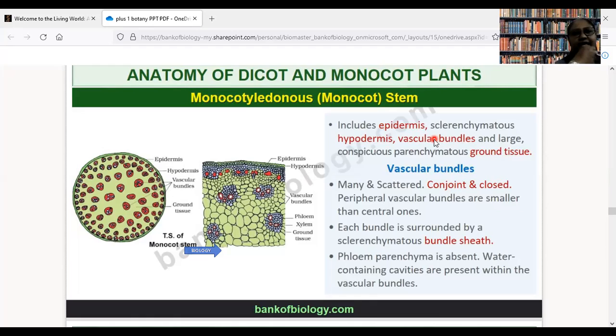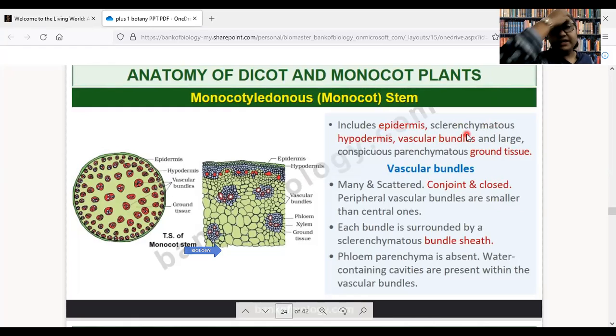So why I say the things I am saying, they are not mentioned in any books. These are the tips which you should remember to remember the structure. Okay. So let's see that hypodermis is made up of sclerenchyma.